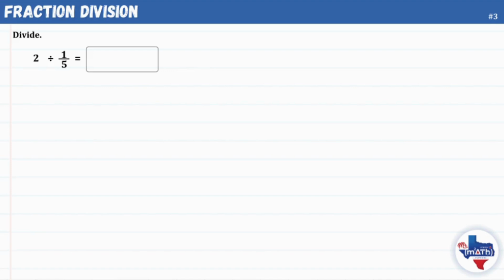Today's topic is division of fractions. Let's take a look at our problem that we have today. We have 2 over 1 divided by 1/5.